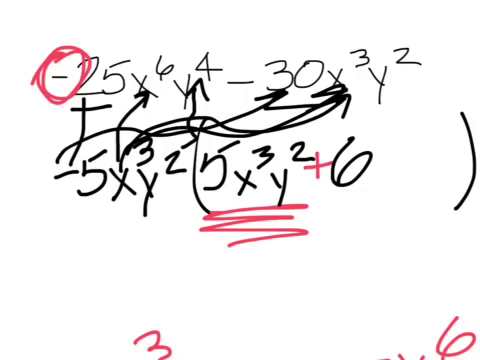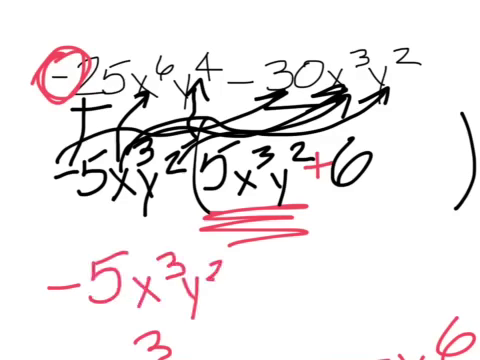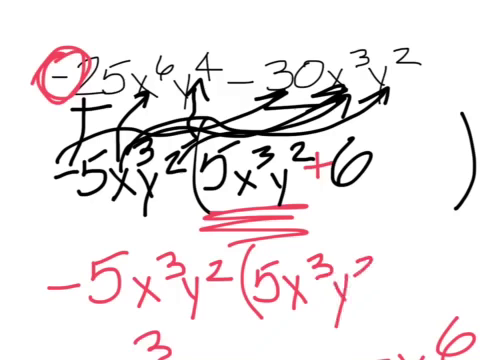So we move on to the y term. Y to the second times something is y to the second. It's not x to the 0, it's y to the second times something equals y to the second. So now we go to the final answer, which is negative 5x to the third, y to the second times the quantity 5x to the third, y to the second, plus 6.